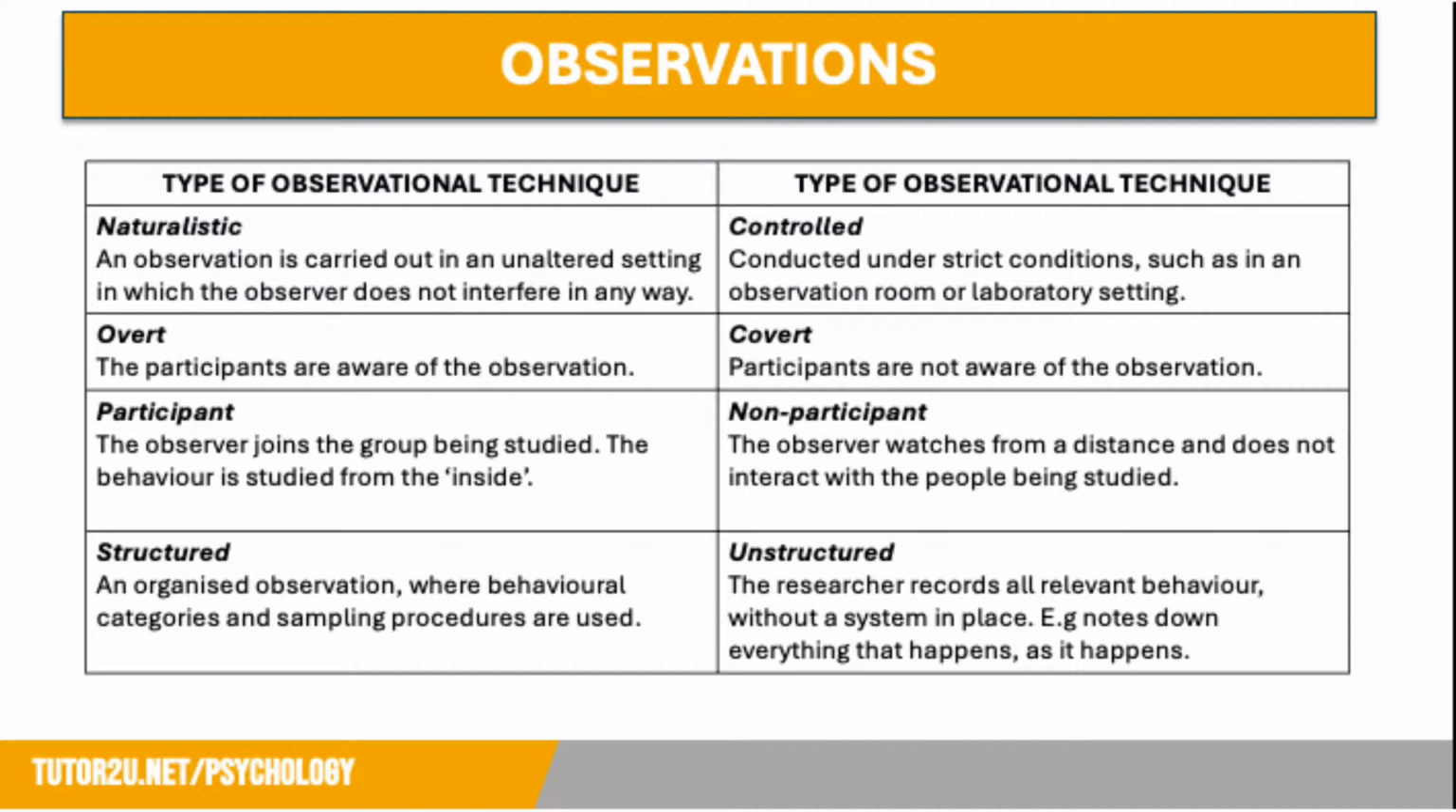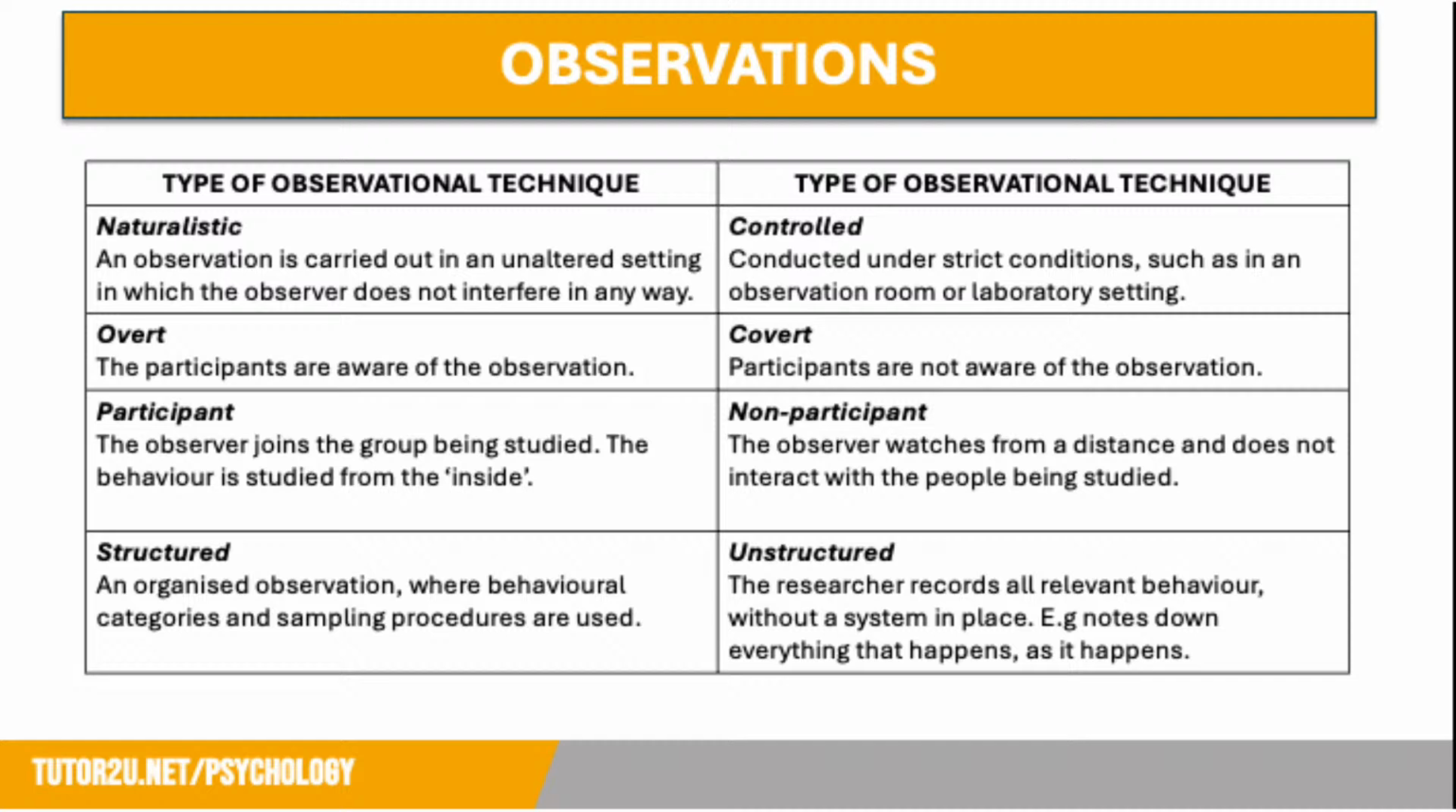Now, overt and covert. The participants are aware of the observation being overt, it's open. It's like maybe your teacher's teaching a lesson and the manager comes in and says, can I just come and observe you? They're letting them know that they are there to do an observation. Covert is the complete opposite, and this is when the participants are not aware that they are being observed.